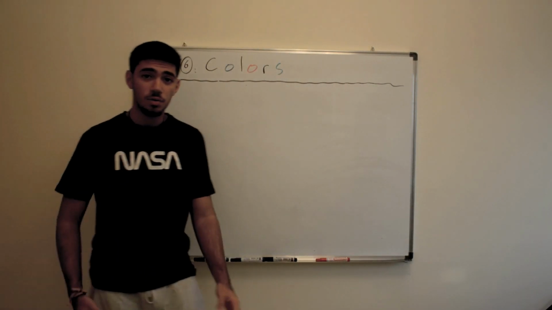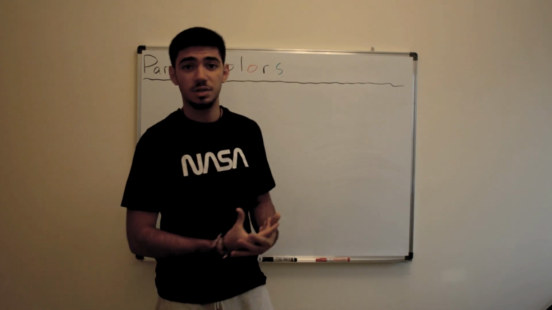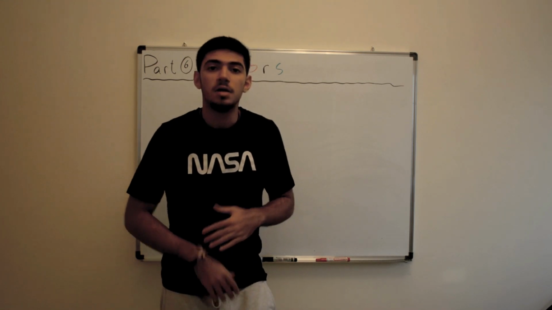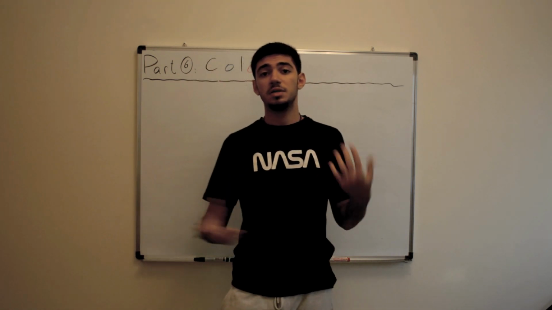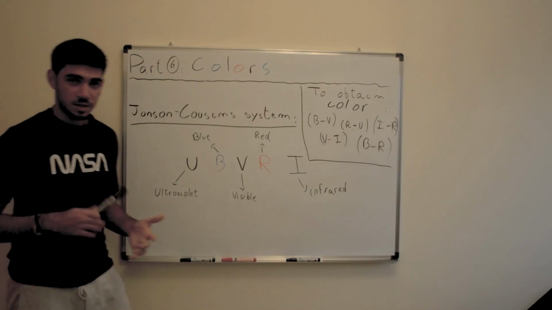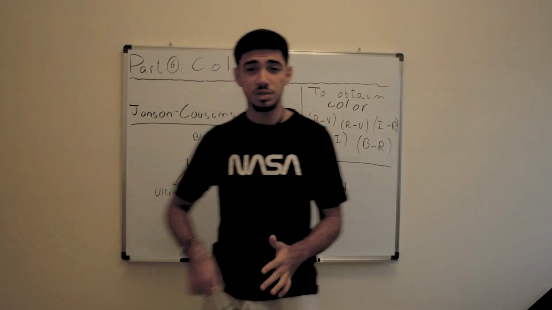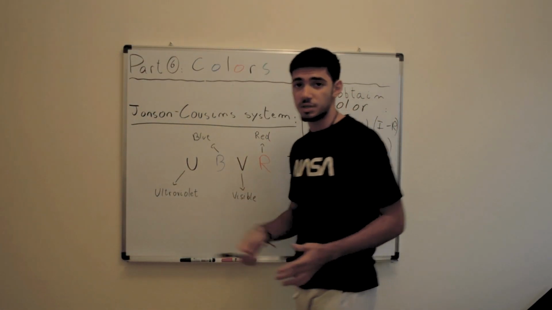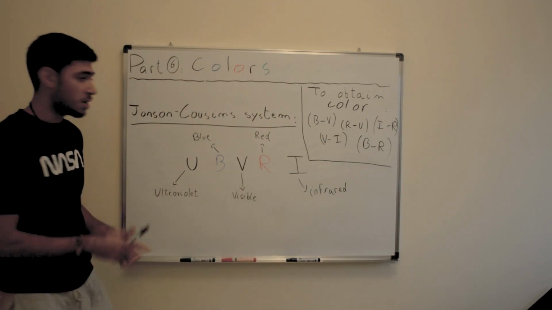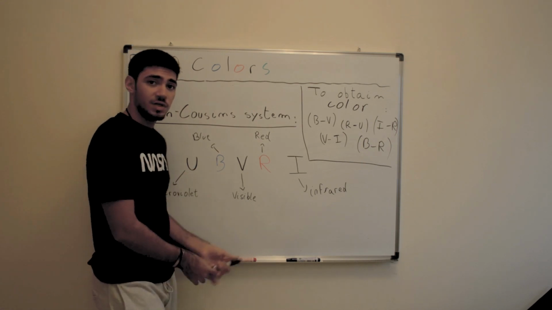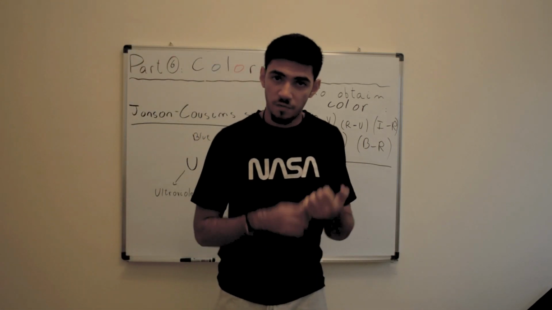Now for part 6, colors. So our astronomical images are taken through different filters that have different sensitivities to different wavelengths. Meaning that a red star is going to be brighter through a red filter than it is going to be through a blue filter. We're going to talk about the most famous system actually used in the optical range, which is the Johnson-Cousins system. This system uses UBVRI: U for ultraviolet, B for blue, V for visible, R for red, and I for infrared.